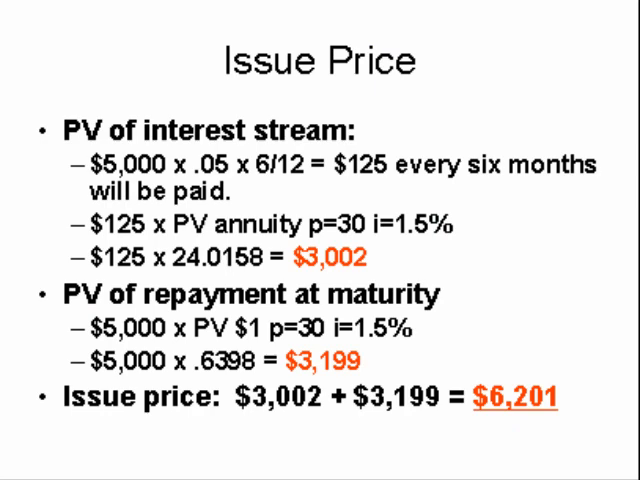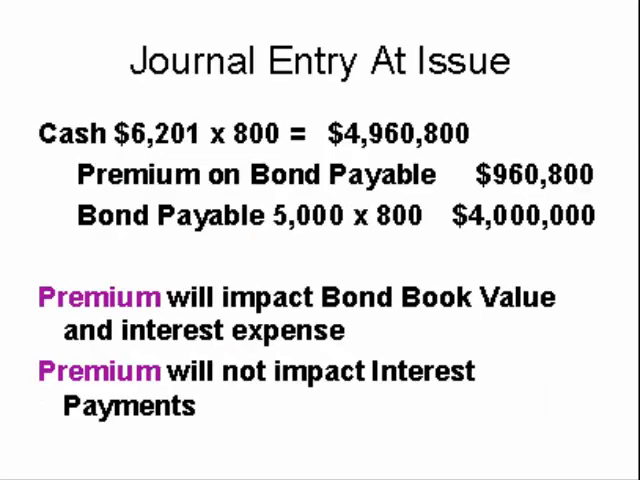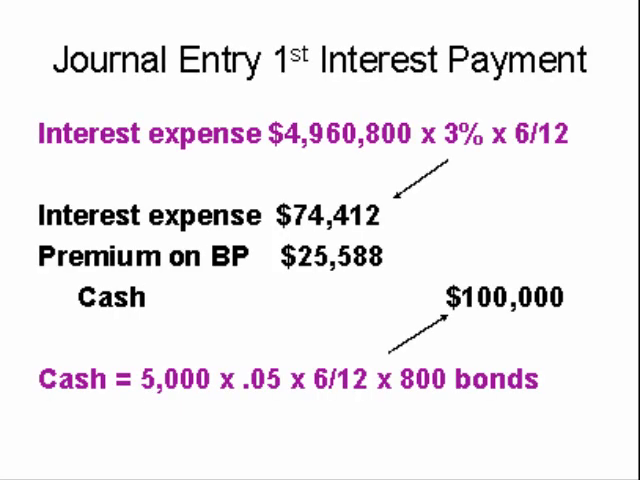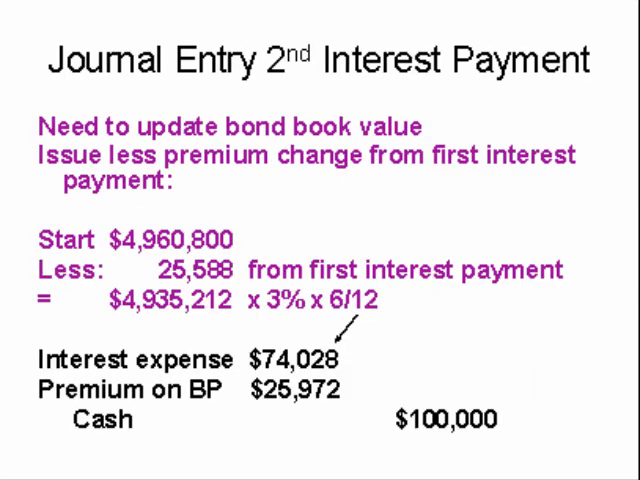Okay, here's the present value of the interest stream and the present value at maturity using the market interest rates. Should not surprise you that it's more than 5,000. Okay, so here's the 6,201 you got per bond. You only have to repay the 5,000, so you have a premium on bonds payable. All right, the interest expense is going to be based on that bond book value times the market rate. And then you're going to update your bond book value for the next interest expense calculation.